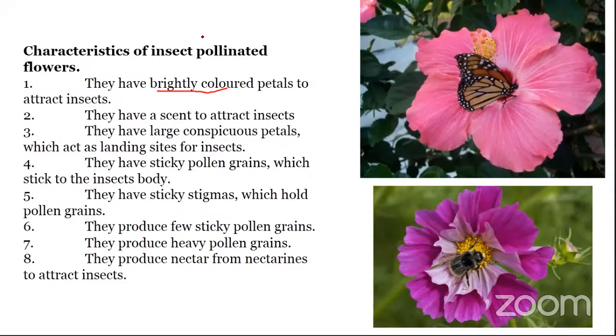Fiona, you have a question? Agaba Fiona, your hand is up, you have a question?